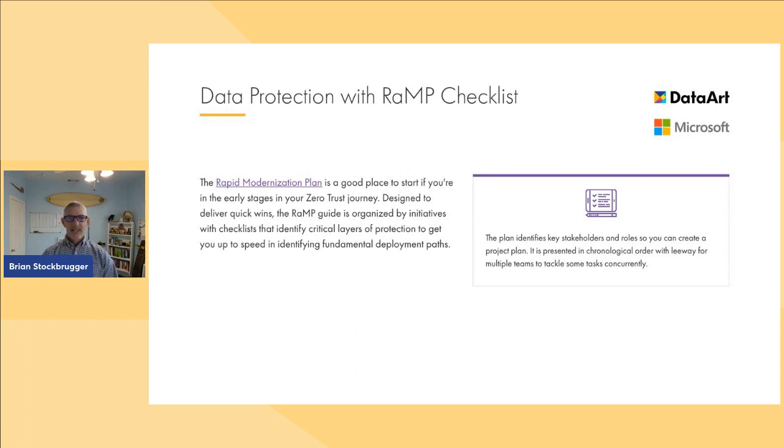So data protection, the rapid modernization plan is a great place to start for organizations, especially if they are in the early stages of their zero trust journey. So the RaMP checklist helps protect your on-premises and cloud data from both inadvertent and malicious access.